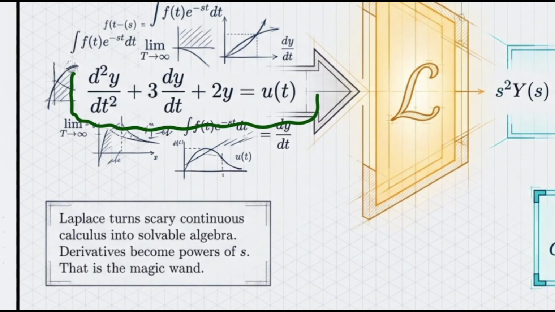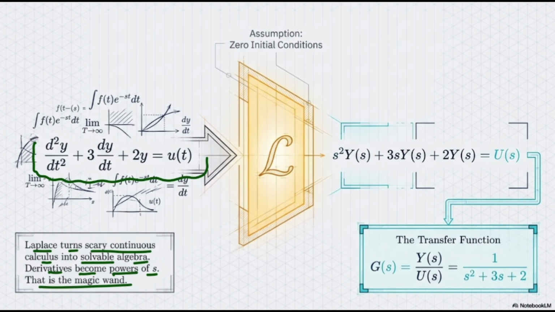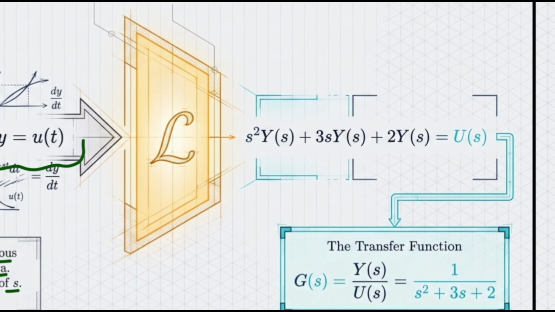That's why we use the transfer function to move to the new system. As I told you, Laplace is going to turn the scary continuous calculus into solvable algebra. This is the transition from calculus to algebra itself, and derivatives are going to become powers of s. So this is the magic wand. It means that when I have the power 2 of derivatives, and I have to worry about what is happening at a specific time, I can convert those into the new form, the form of the Laplacian, or the frequency domain.